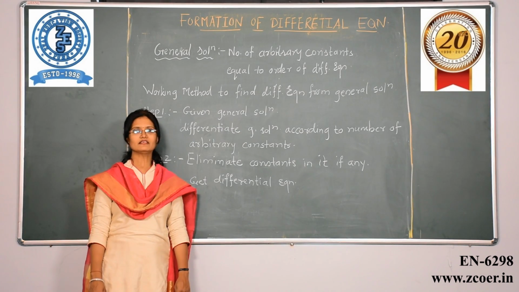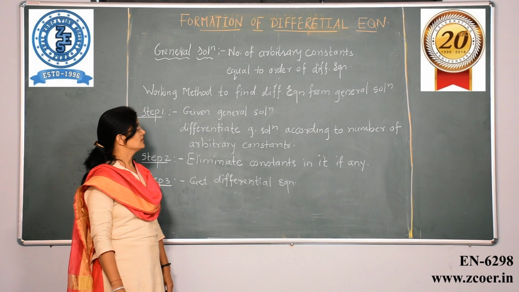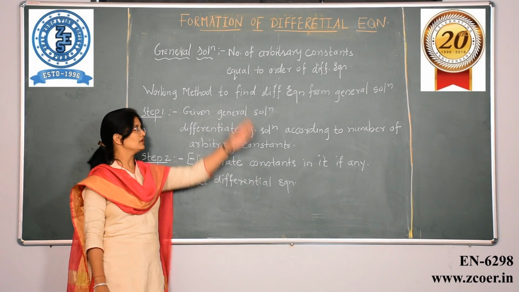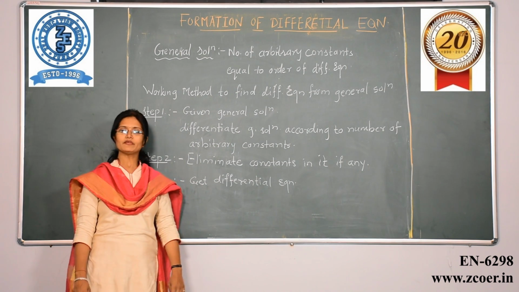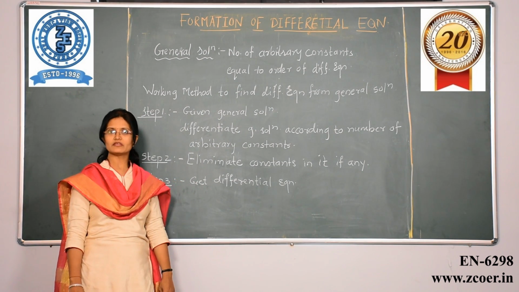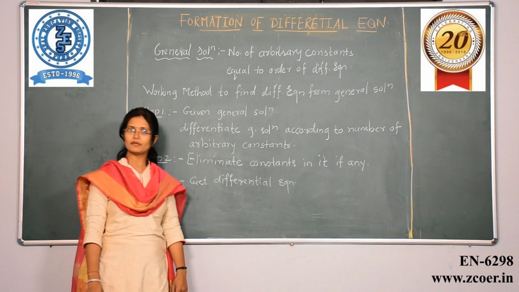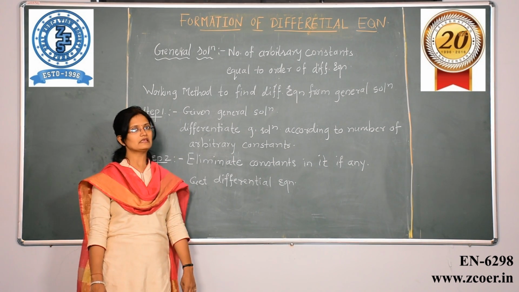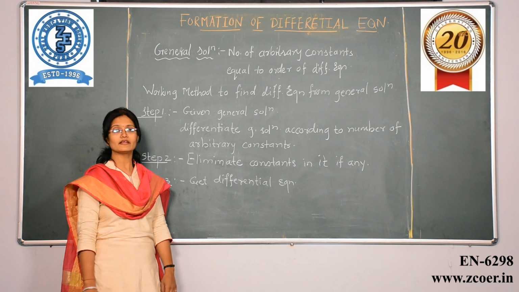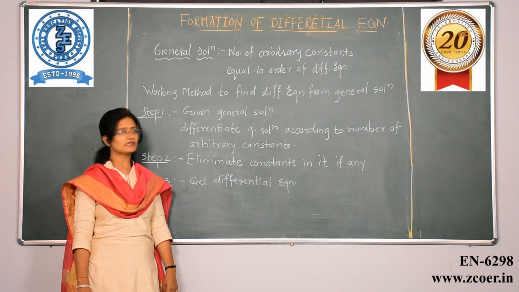We have seen that the general solution contains a number of arbitrary constants equal to the order of the differential equation. So if the differential equation is of order 2, the general solution will contain 2 arbitrary constants in it, and if the differential equation is of order 3, then its general solution will contain 3 arbitrary constants in it.